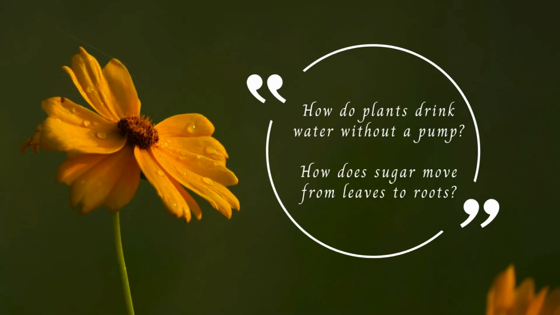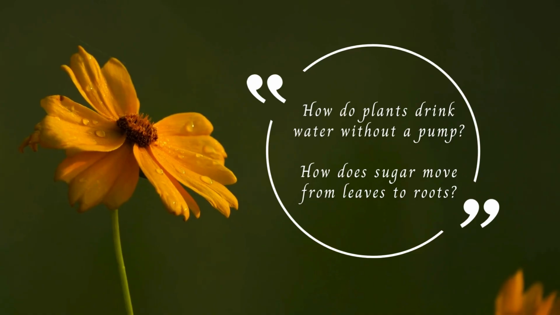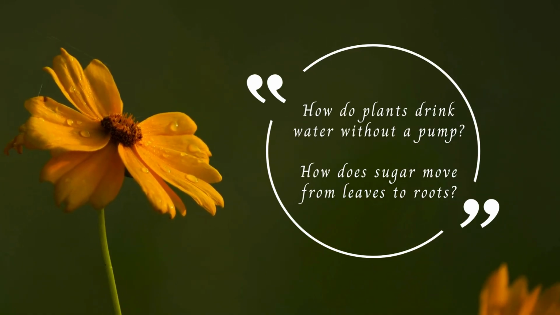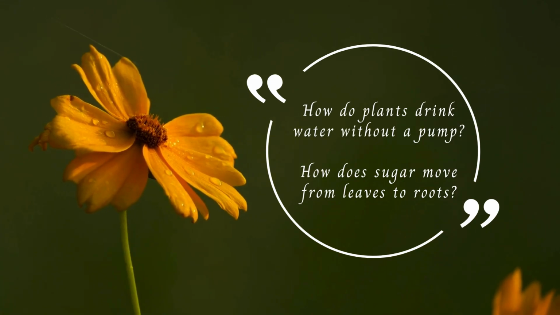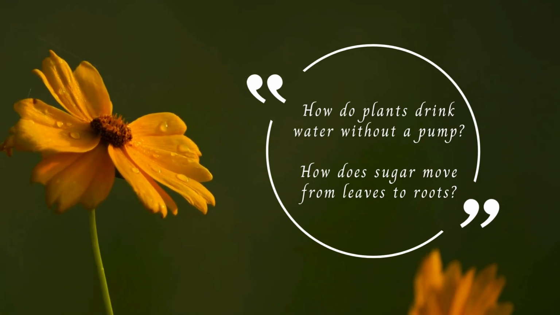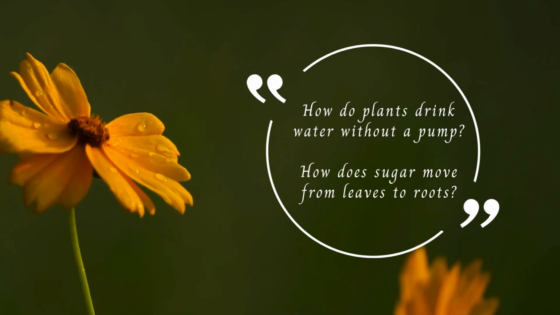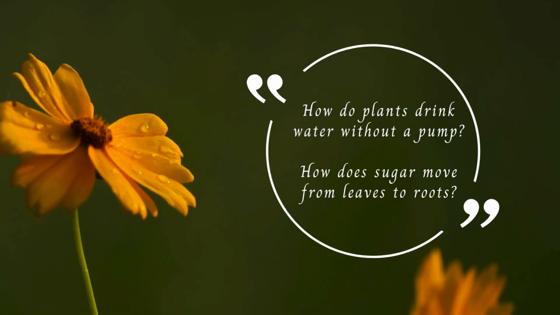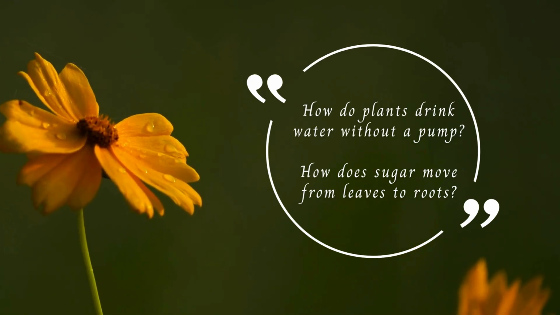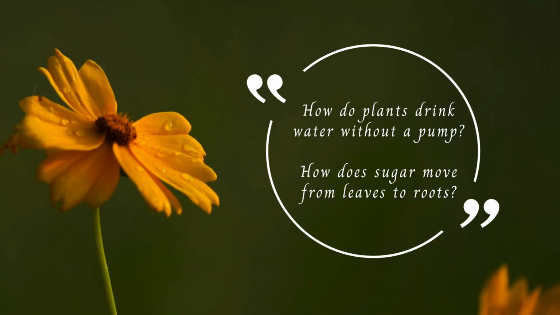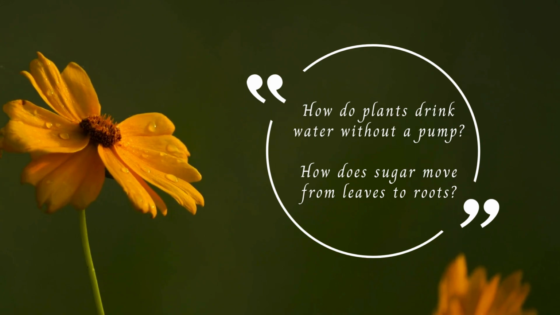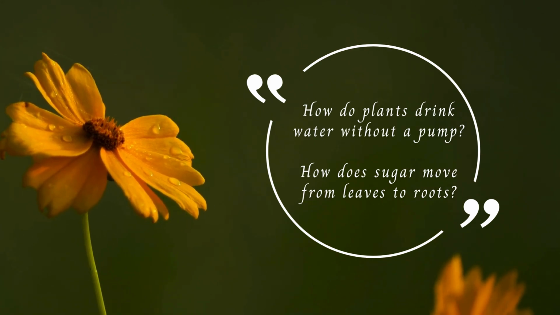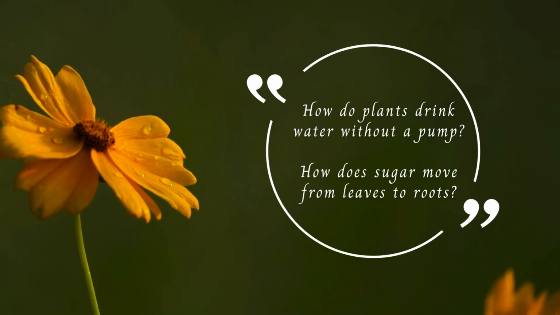So, how do plants drink water without a pump? Or how does sugar move from leaves to roots? Basically, plants don't have a heart, but yet they can move water from roots to leaves that are even meters above the ground. So, how do they do it? The answer lies in two transport tissues called xylem and phloem.